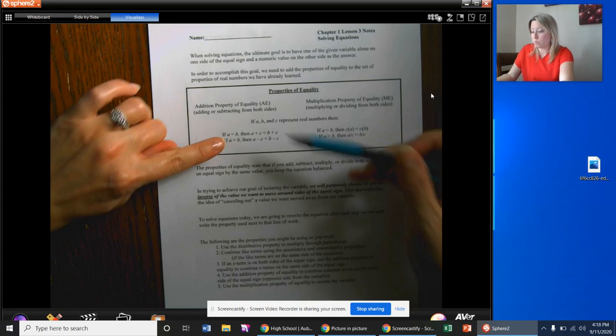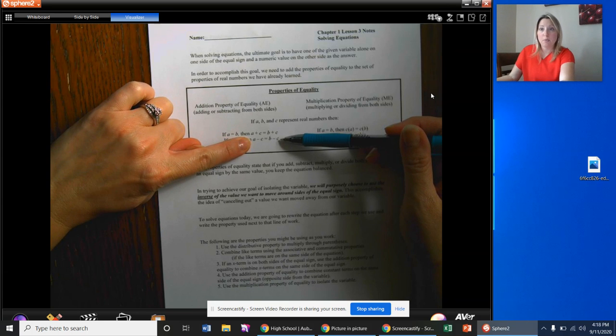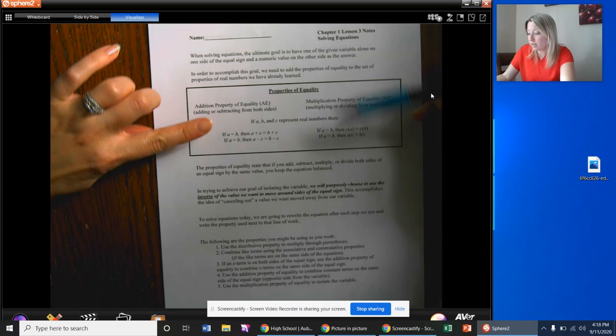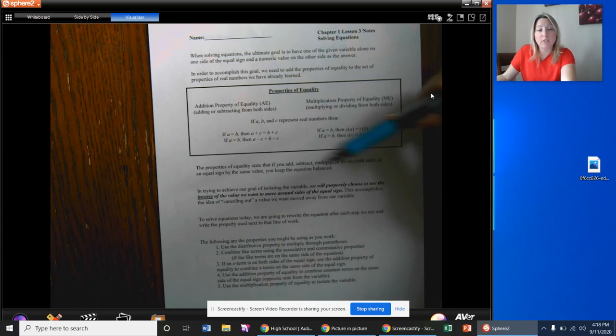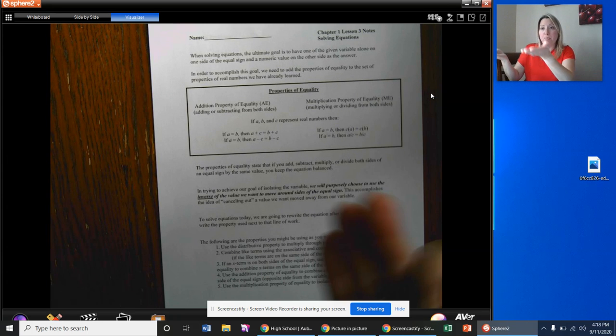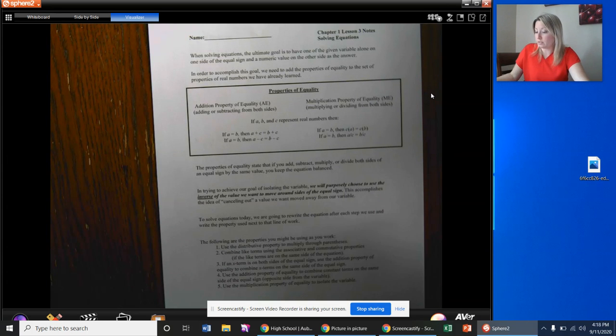This also works for subtracting, because when you're subtracting something, you're really adding its opposite. So this falls under the adding category. All we're saying is if you choose to add something to one side of the equal sign, you better choose to add it to the other side as well. That keeps the balance of everything on both sides of the equal sign.